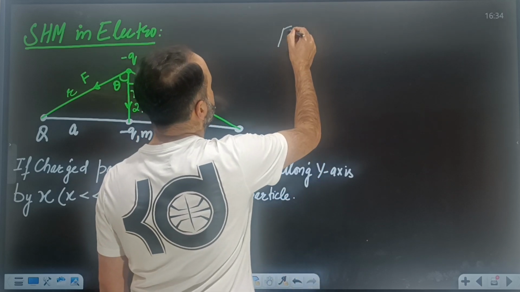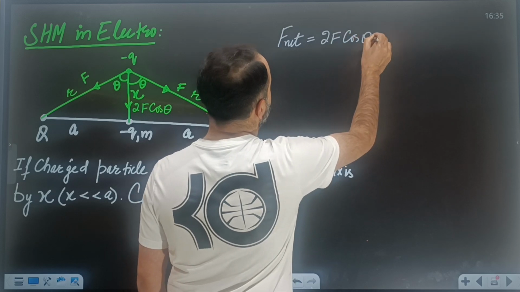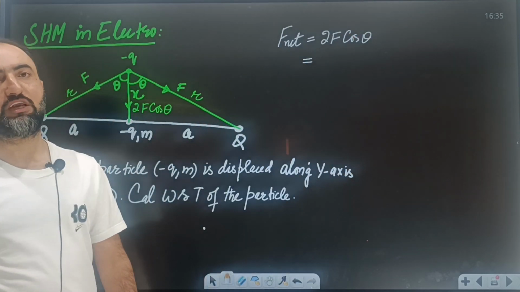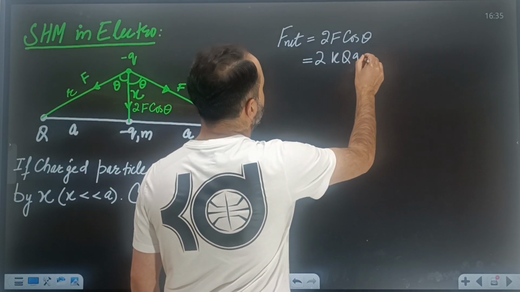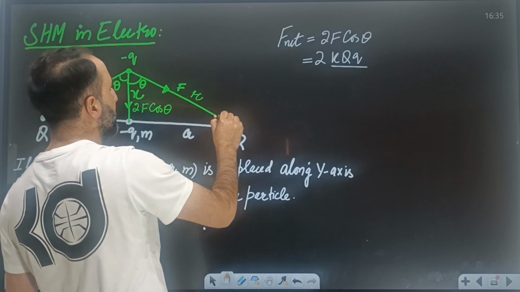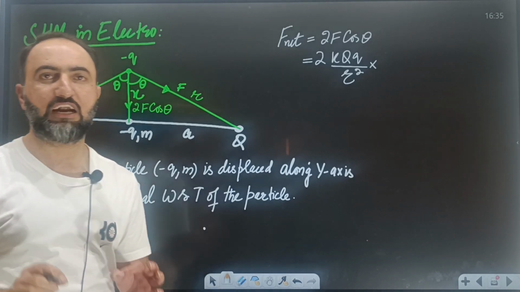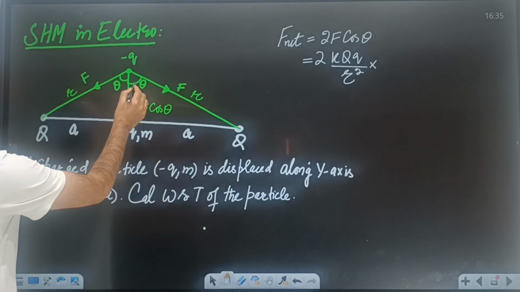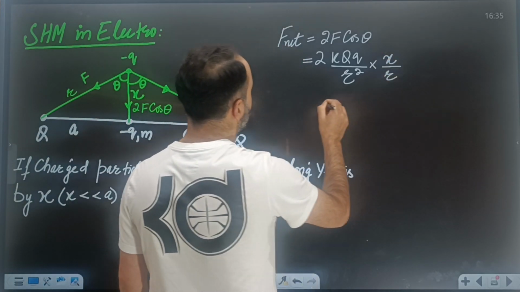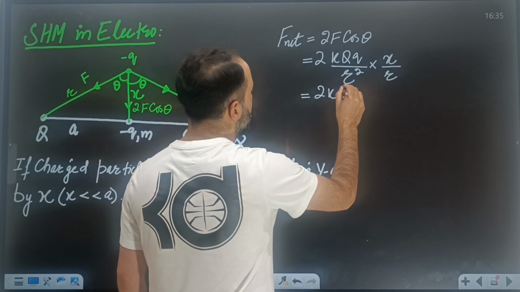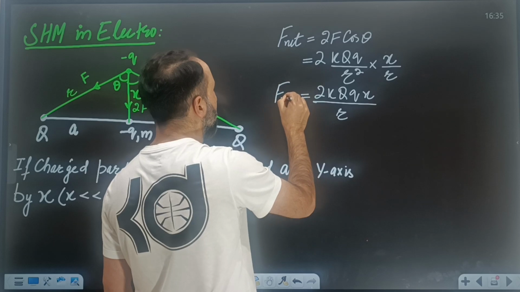The net force on this charged particle is equal to twice F cos theta. This force F is given by Coulomb's law, and it is equal to k capital Q small q divided by r square. This is multiplied by cos theta. Cos theta is equal to base divided by hypotenuse. When this is theta, the base is x and the hypotenuse is r, so I will write x divided by r. The force comes out to be twice k capital Q small q into x divided by r cube. So this is the net force.